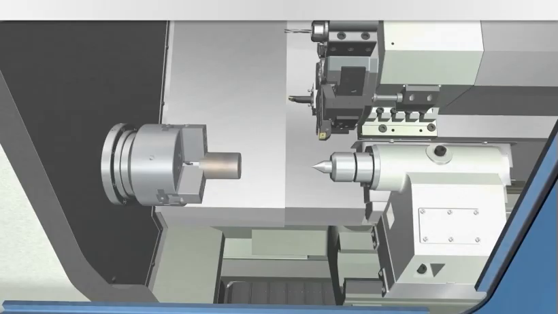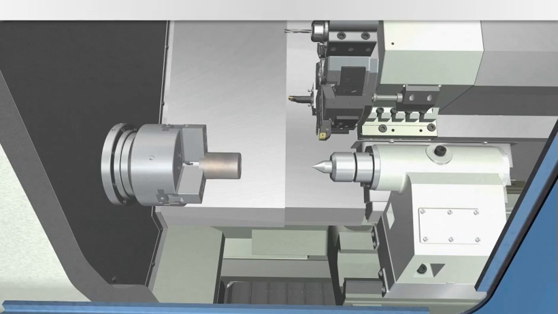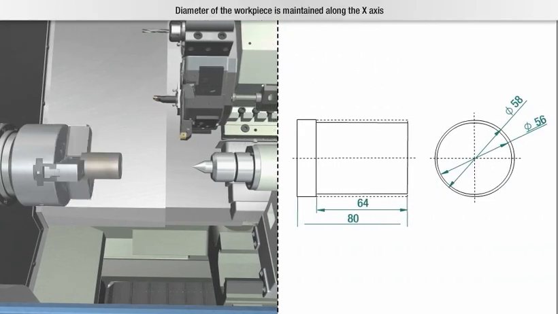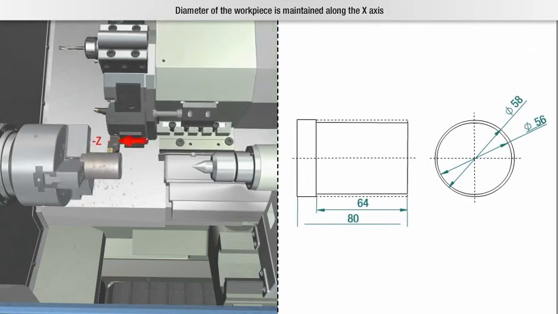Plane turning or straight turning. Plane turning is the operation that removes excess material from a cylindrical workpiece to reduce its diameter. Diameter of the workpiece is maintained along the x-axis.